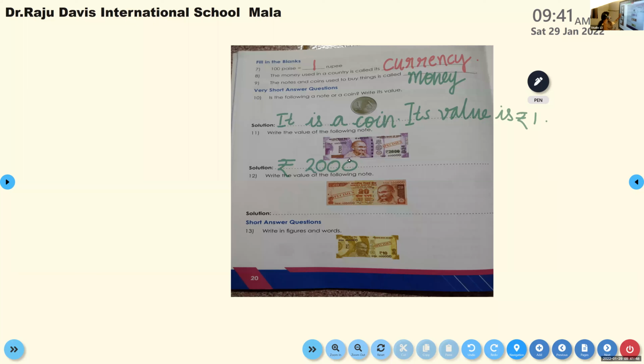What about the next one? Number 12, write the value of the following note. What is the value of the note? How much rupees? Rupees 20. Yes, it's rupees 20.